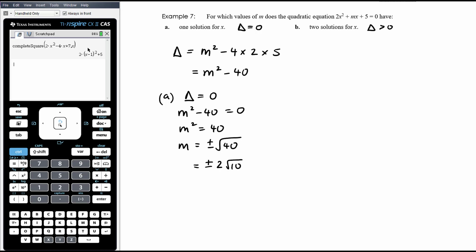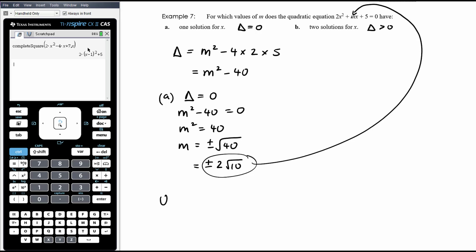So for which values of m does the quadratic equation have one solution for x? Okay, so if m was either of these two values, if that coefficient, so if we had the quadratic equation 2x squared plus 2 root 10x plus 5 equals 0, that would have only one solution. Similarly, if it was minus 2 root 10x plus 5, that would have only one solution.